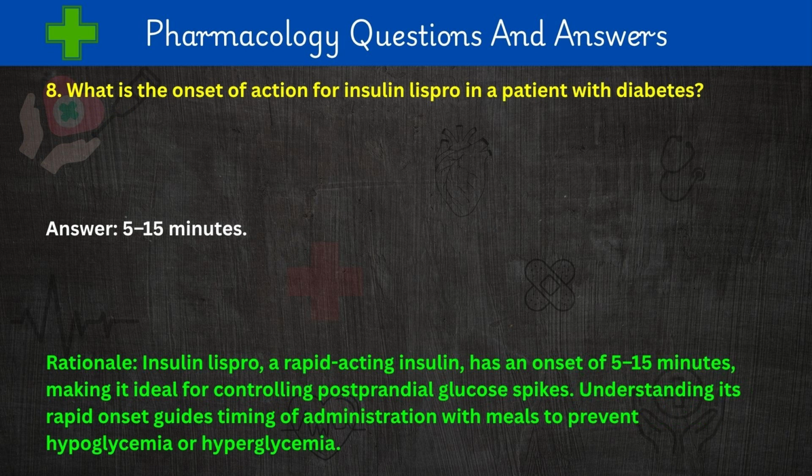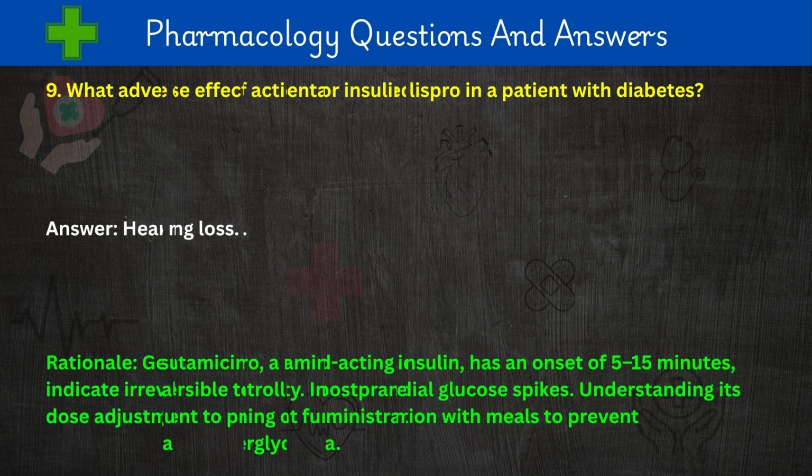8. What is the onset of action for insulin lispro in a patient with diabetes? Answer. 5 to 15 minutes. Rationale. Insulin lispro, a rapid-acting insulin, has an onset of 5 to 15 minutes, making it ideal for controlling postprandial glucose spikes. Understanding its rapid onset guides timing of administration with meals to prevent hypoglycemia or hyperglycemia.